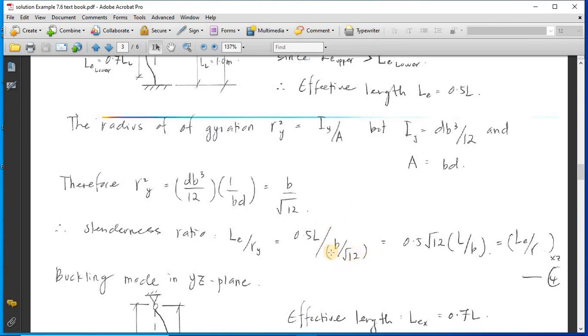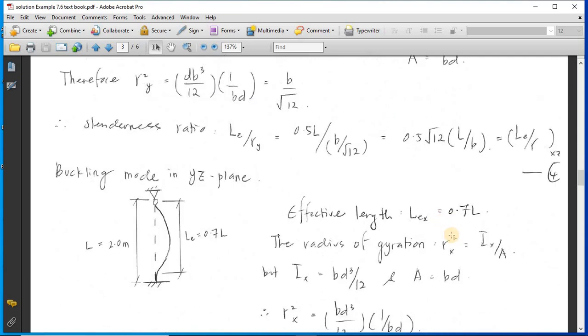Simplify this equation, so you will get equation 4, which refers to LE over R in the XZ plane. Okay, so we have done these planes, and we will do the same thing for the YZ plane. In this diagram, you can see the buckling shape for the YZ plane.